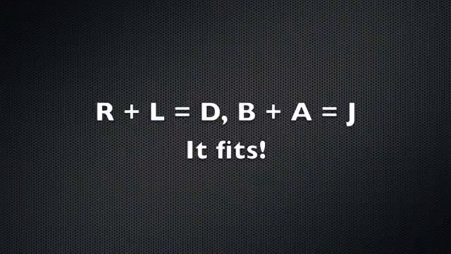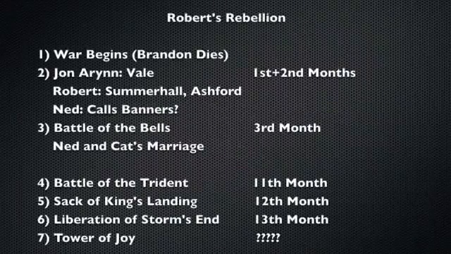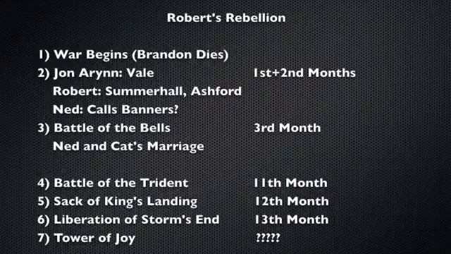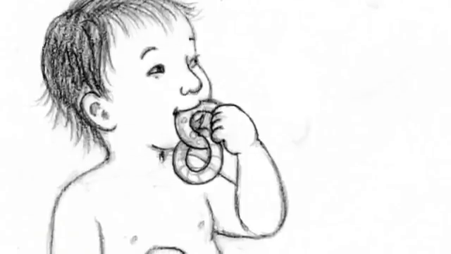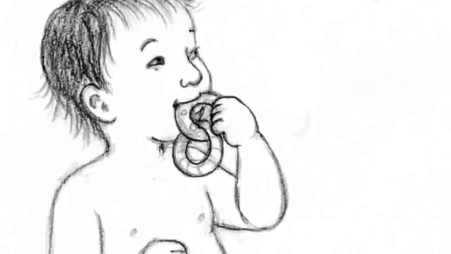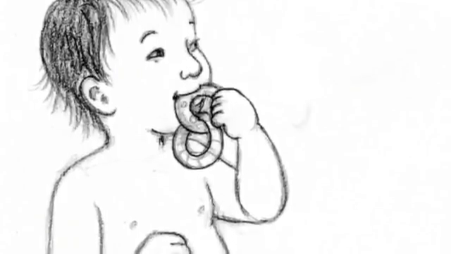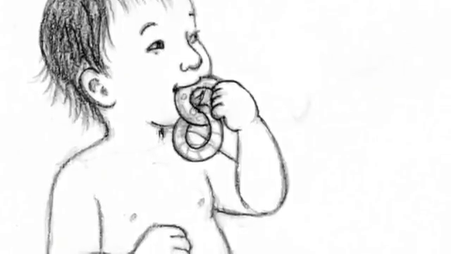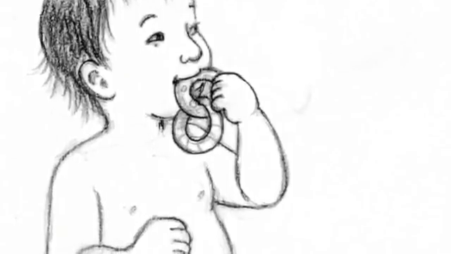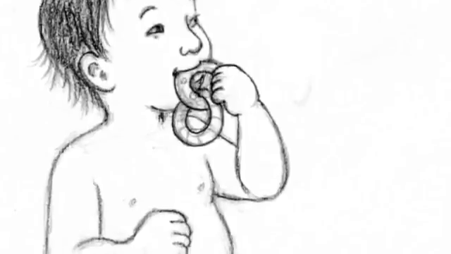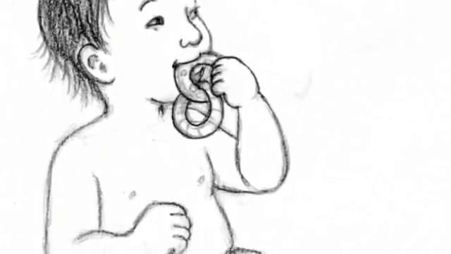So yes, R plus L equals D, B plus A equals J fits in the timeline. In fact, it fits better than R plus L equals J. Ned actually has time to get to Storm's End and the Tower of Joy. However, it does require Ned to pass off a child as being younger than he actually is. Now, anyone who's spent time with 1-year-olds or children in that age range knows that they can vary greatly in size and development. So while passing Jon off as 3 months younger is a hurdle for Ned, it's certainly in the realm of possibility.